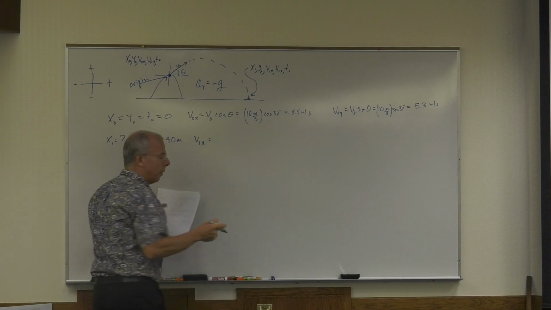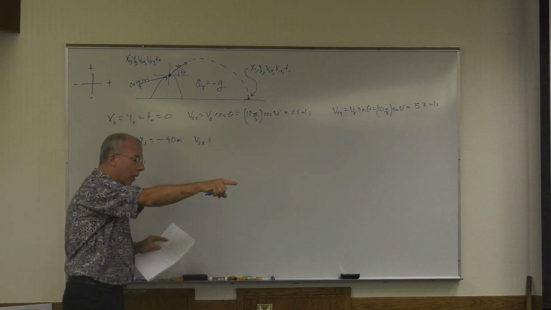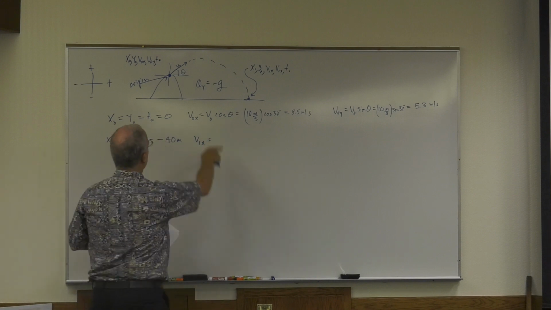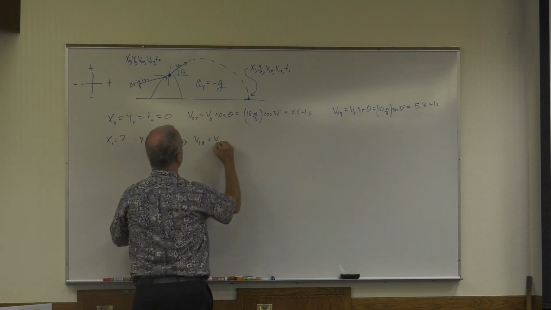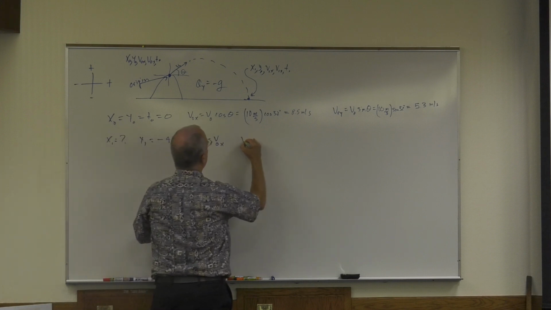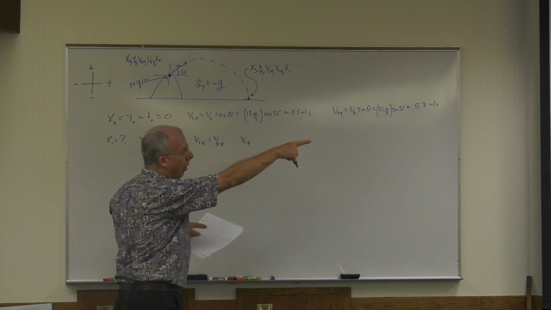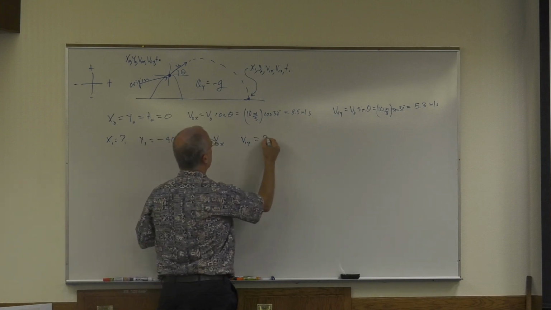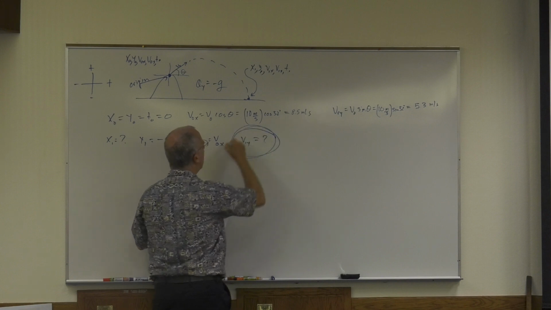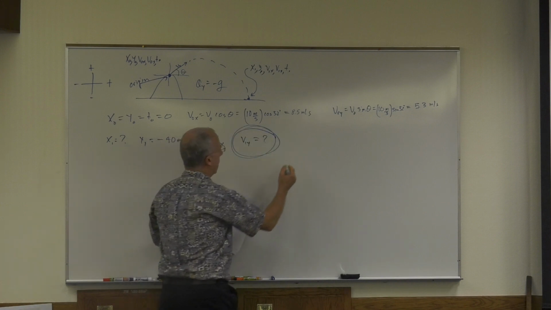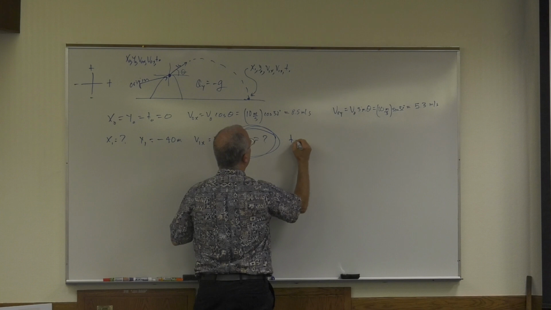v1x, remember this is just projectile motion, so the horizontal velocity never changes. So v1x is the same thing as v0x. Now v1y, do I know v1y? No, in fact, that's what I want. And t1, I don't know.